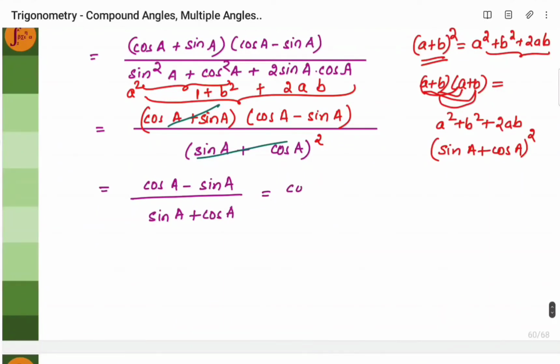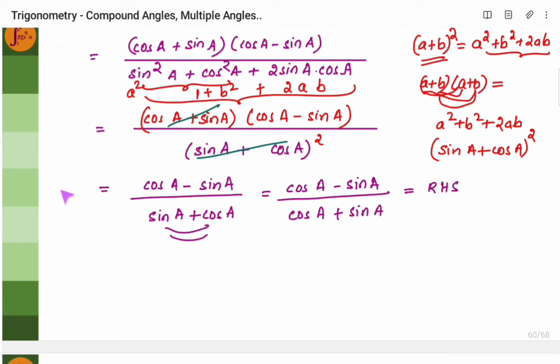This is nothing but cos a minus sine a. You can write this as cos a plus sine a. I have just interchanged this. So, now this is equal to RHS and this is LHS. So, hence we have proven this particular expression.